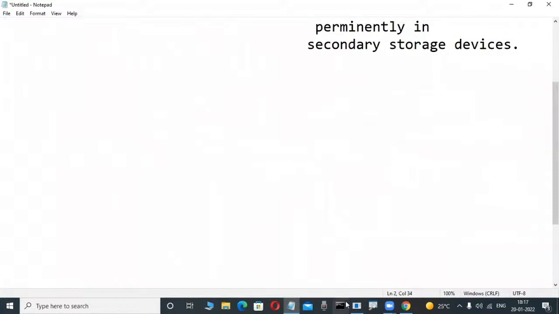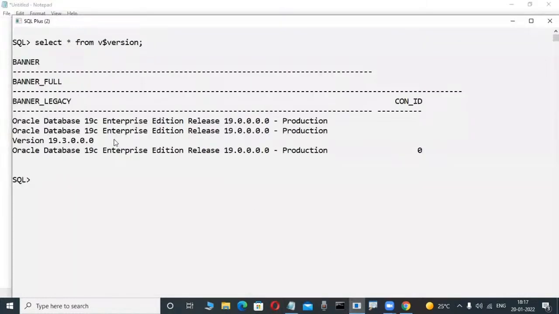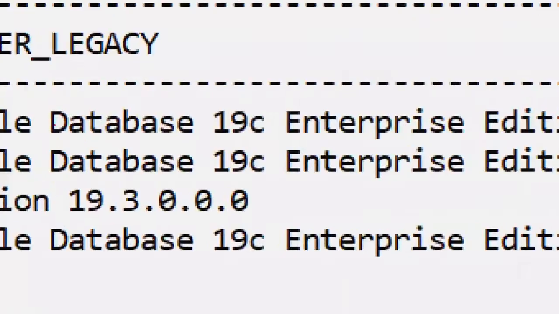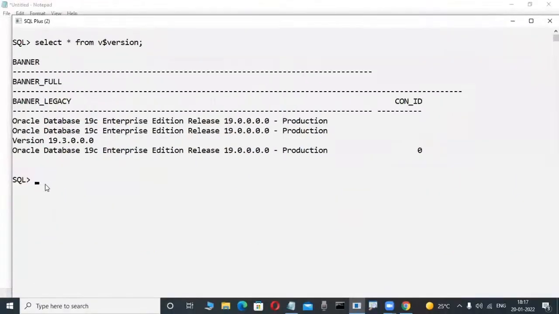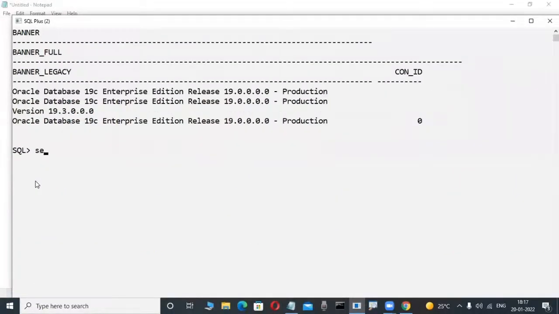Now check it out. Concentrate here. For example, don't worry, suppose this is an Oracle database. In my system, so many classes we are teaching, that's why so many tables are there. Check it out. Observe it here. In my Oracle database, there is some table.